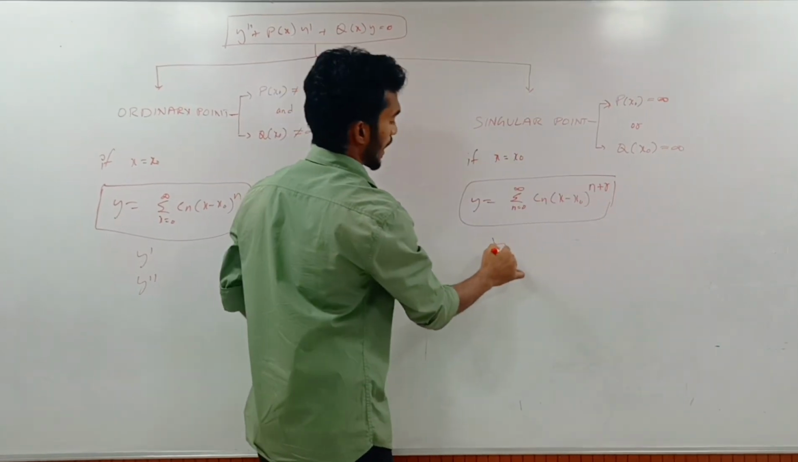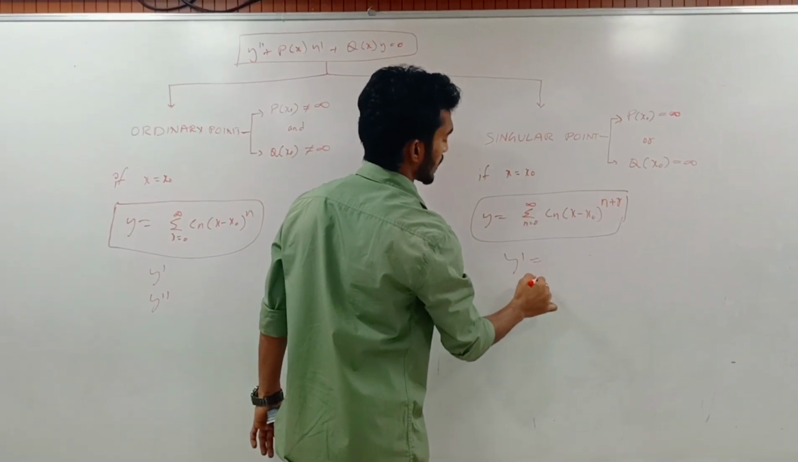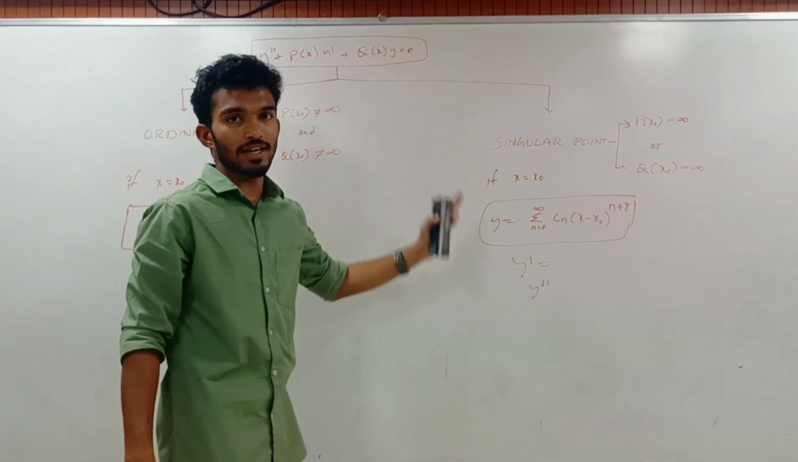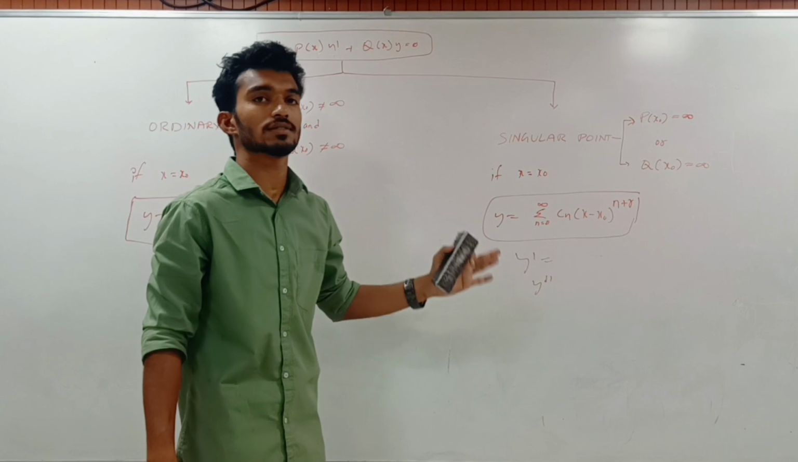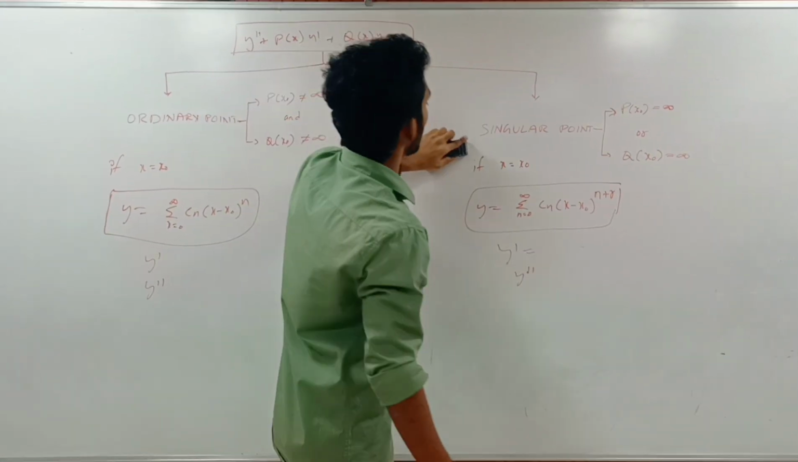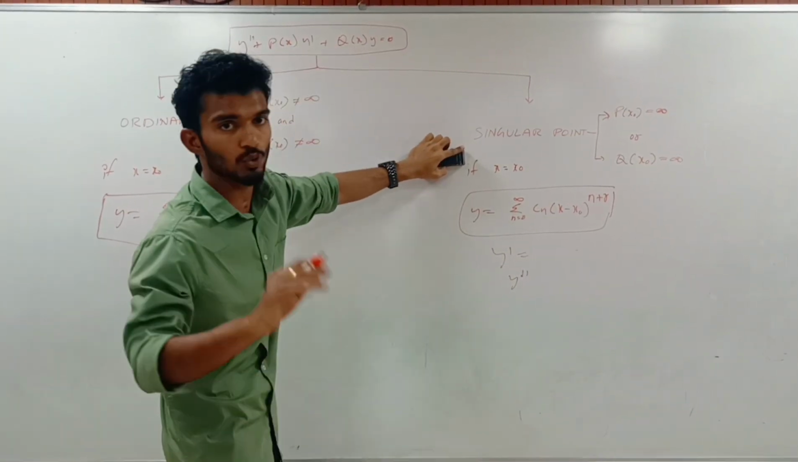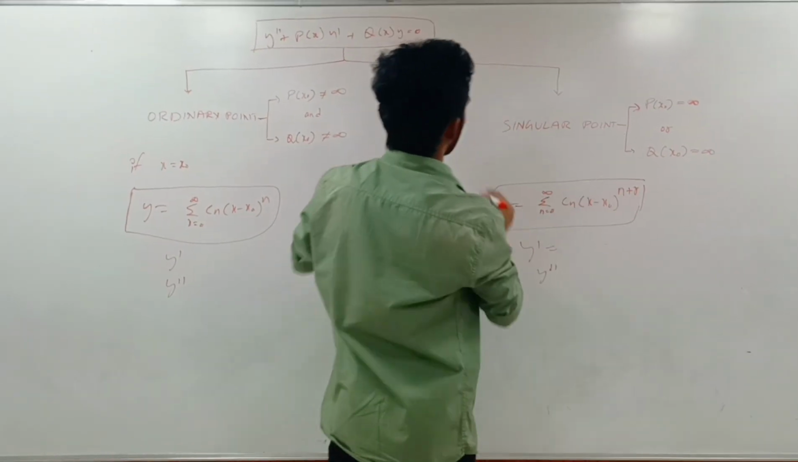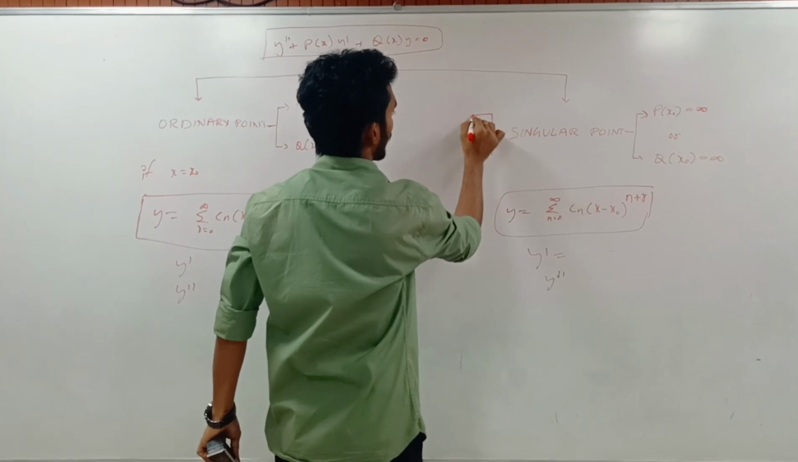And same, we used to find y dash and y double dash, and we used to substitute in the given ordinary differential equation, and we used to find a series equation which constitutes the solution. And coming to the singular points, they are of two types. One is a regular singular point and another one is an irregular singular point.